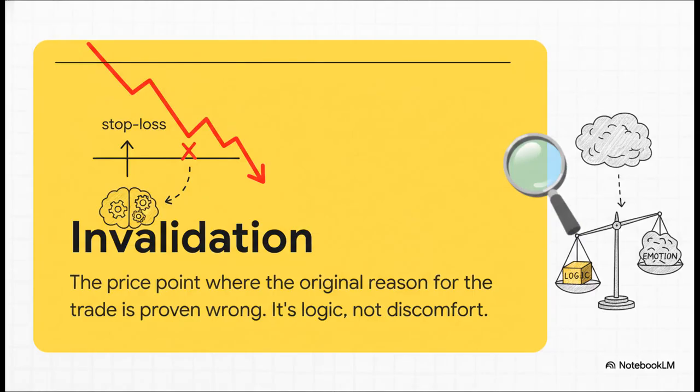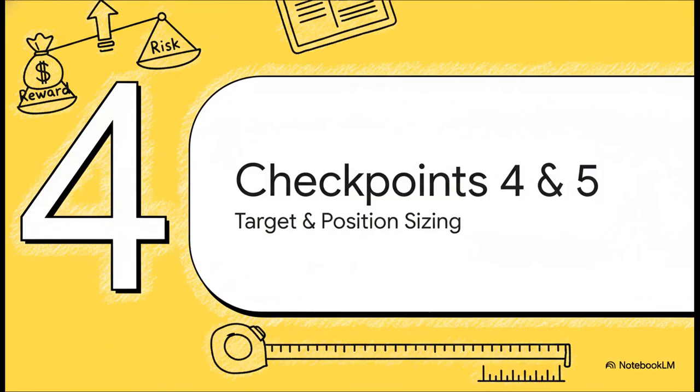And this brings us to a really critical concept, invalidation. A stop loss isn't just some random point where the pain is too much. No. It's a logical, predefined price. It's the objective signal from the market that your original thesis, your reason for the trade, is now officially wrong. So if a trade idea has made it this far, it's already a high-quality candidate. But it's not done yet. It still has to pass our last 2 checkpoints, making sure the potential reward is worth the risk, and then calculating our exact position size.